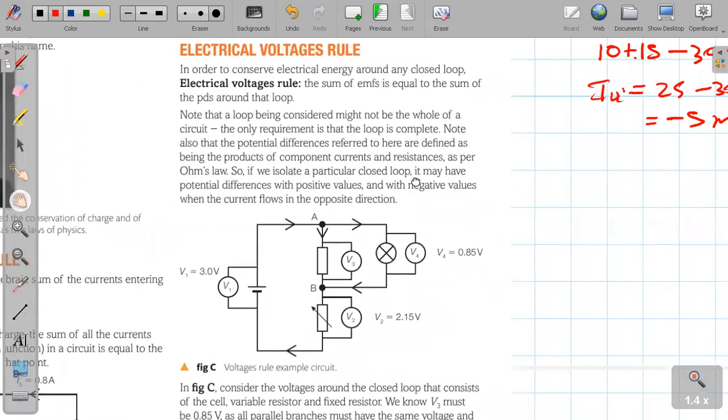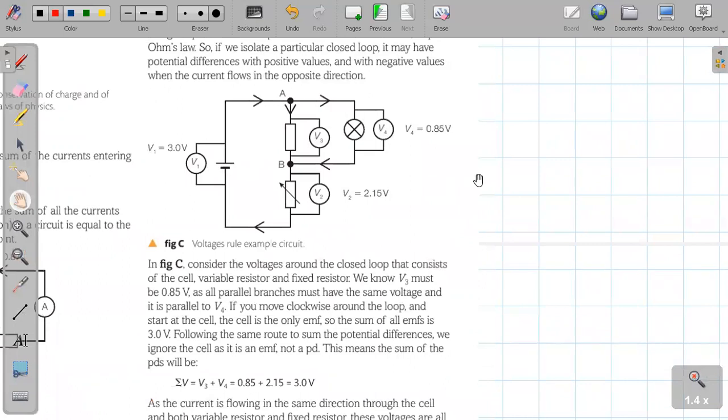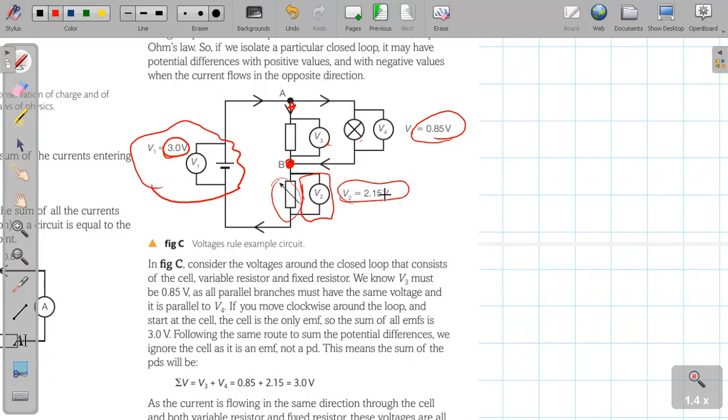Now, how about the voltage rule? The voltage rule means that the total potential drops around a loop equal the total EMF supply. Have a good look at this one. The EMF supply is 3 volt, and these two are in parallel connection, all joined to this junction. The potential drop around the first part is 0.85 volt, so the entire rest should be dropped around this variable resistor. See, now it's conserved. Don't you see that?